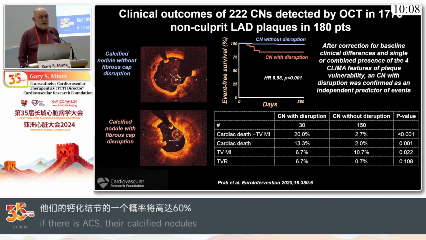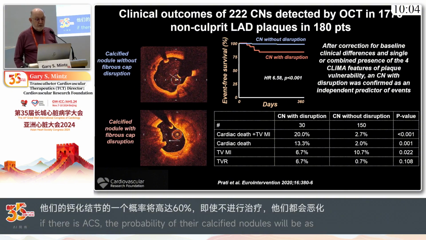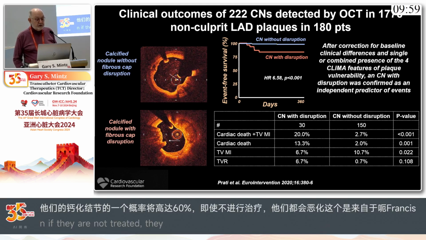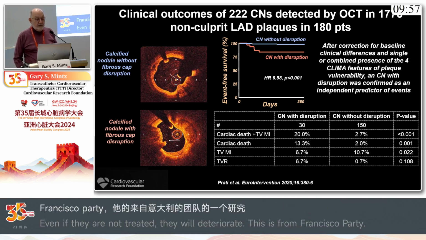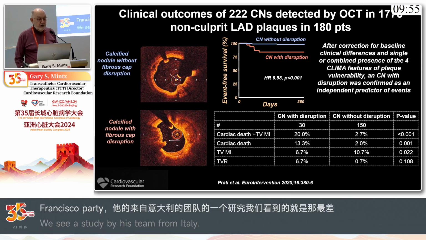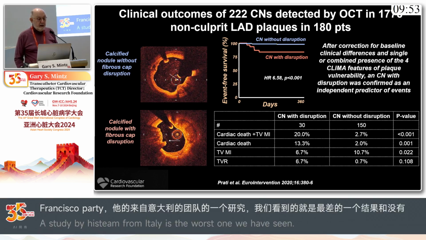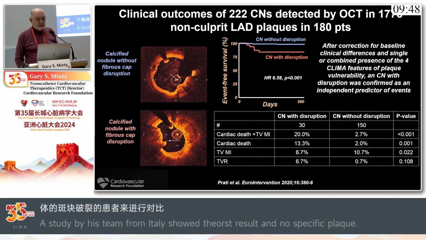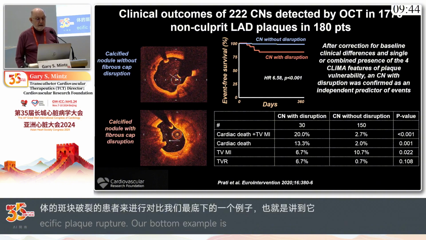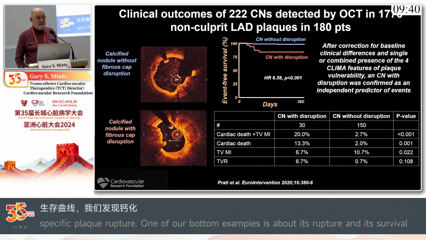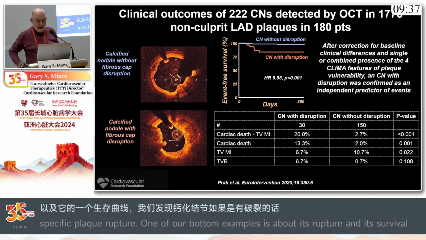Even if you don't treat them, they do worse. This is from the CLIMA study of Francesco Prati in Italy, and you can see that calcified nodules with disruption have a worse outcome compared to those without disruption. Again, two examples. The top example is an intact fibrous cap. The bottom example has disruption of the fibrous cap. And you see the event-free survival curves that calcified nodules with disruption treated medically have about a 25% event rate at 1 year follow-up.